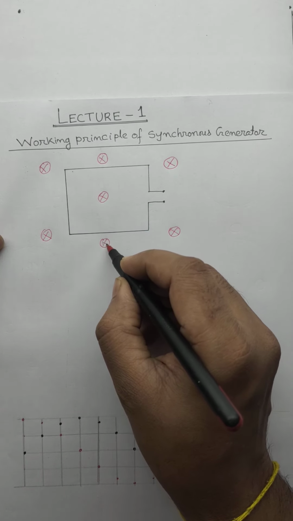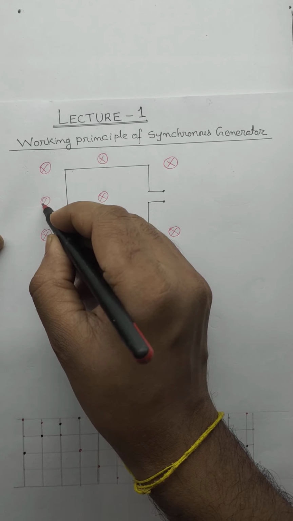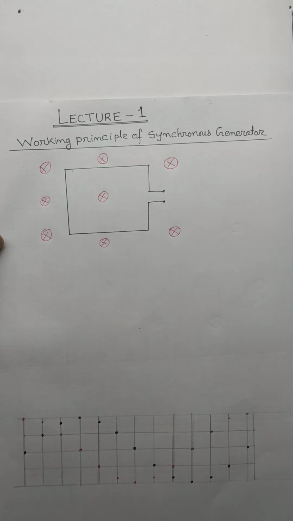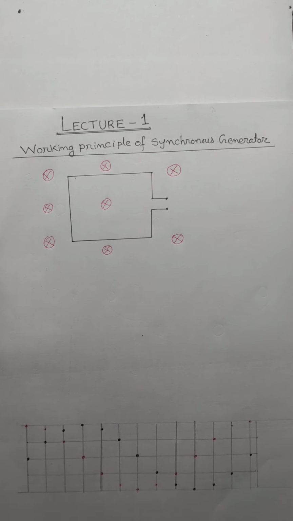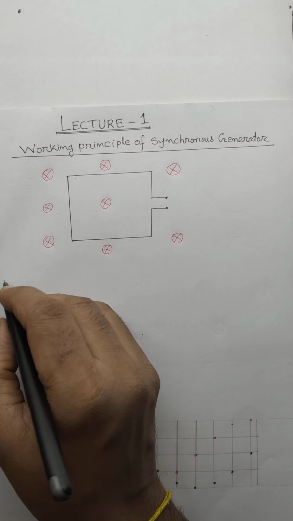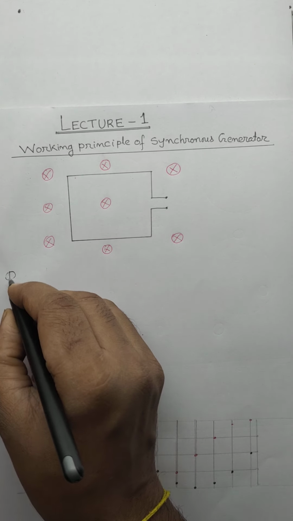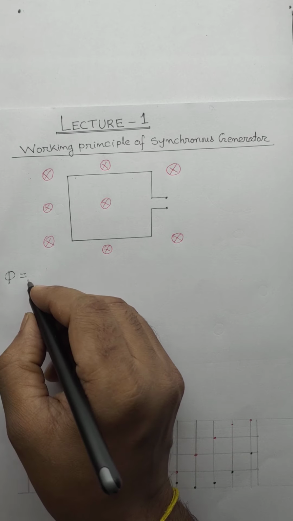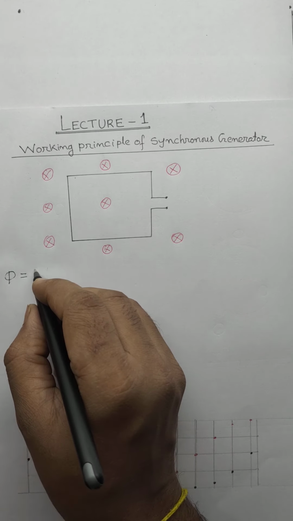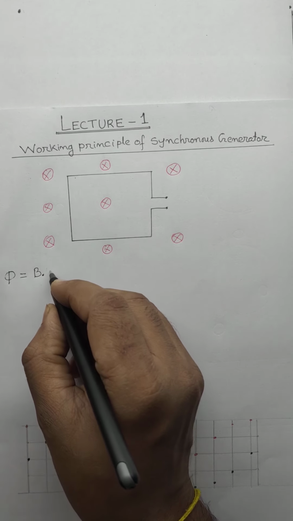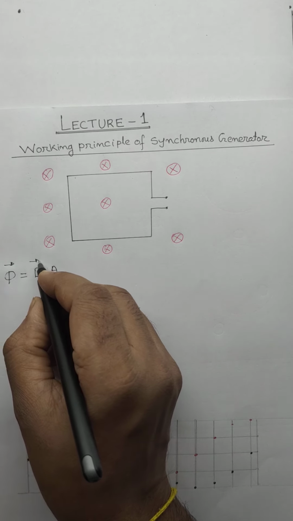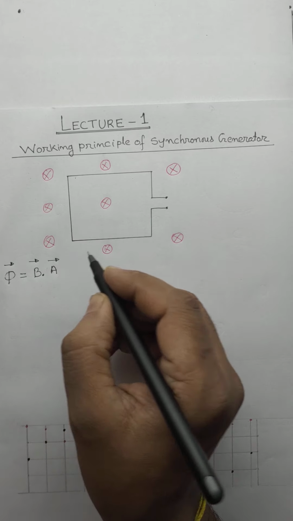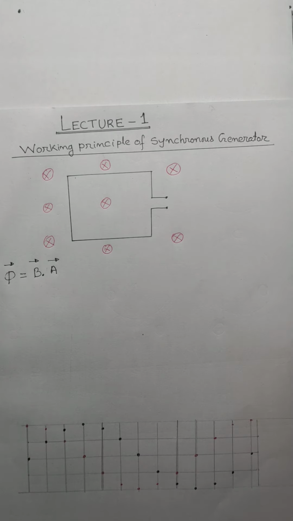Now the question is, what is the EMF induced in this? For this we have to first find the flux linkage with this coil. How do we find the flux linkage with this coil? The flux linkage with this coil, phi, is equal to B dot A, where all these are vectors. That is the dot product of the flux density B and the area A.